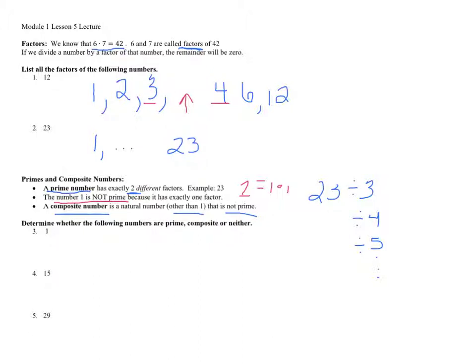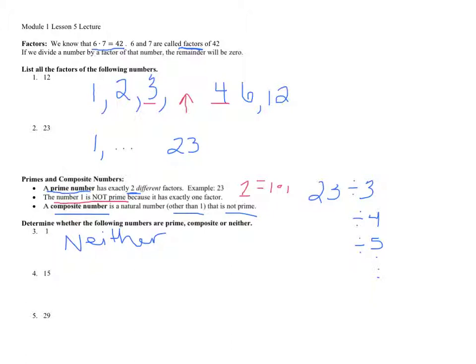So let's determine whether the following numbers are prime, composite, or neither. Well, we just said 1 is neither prime nor composite, so here I'll say 1 is neither. Again, that's because 1 only has a single factor. 1 times 1 gives me 1. It can't be defined as having two different factors.